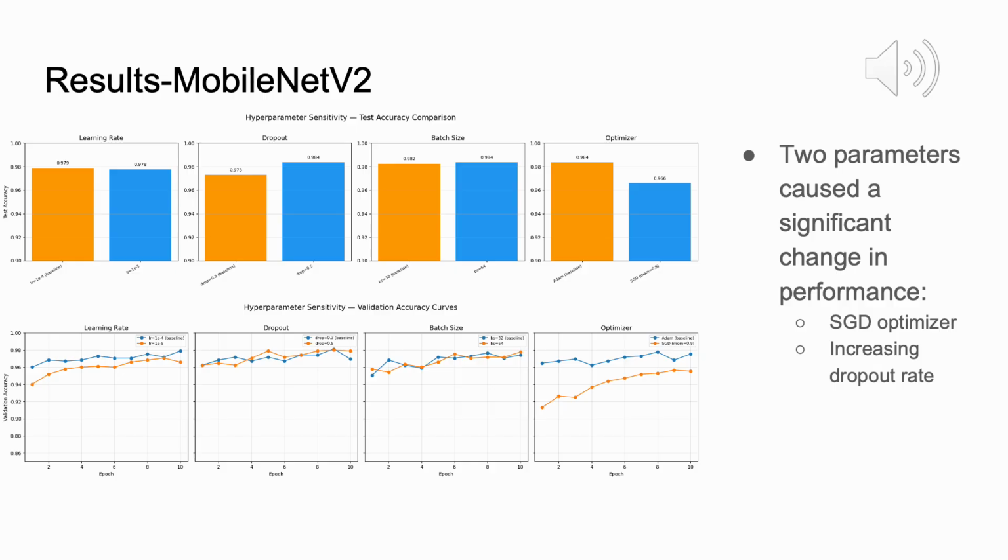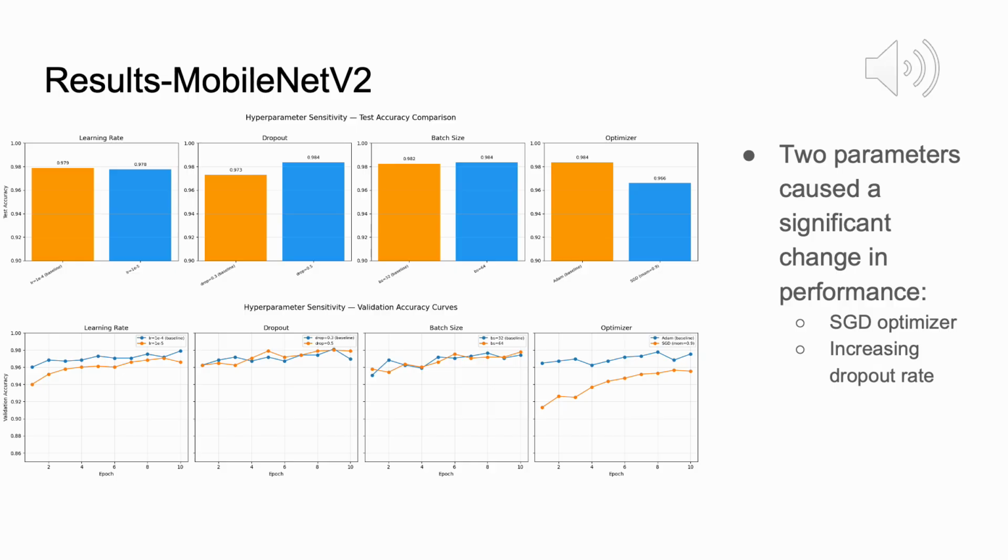Taking a look at the results for MobileNet V2, we can see how different hyperparameters affected performance. From the test accuracy comparisons, most parameters like learning rate and batch size didn't create large differences. However, two factors did stand out. First, using the SGD optimizer led to a noticeable drop in performance compared to Adam. Second, increasing the dropout rate from 0.3 to 0.5 actually improved performance slightly. If we look at the validation accuracy curves below, this trend becomes clearer. The higher dropout helps reduce overfitting, leading to more stable validation accuracy over time.